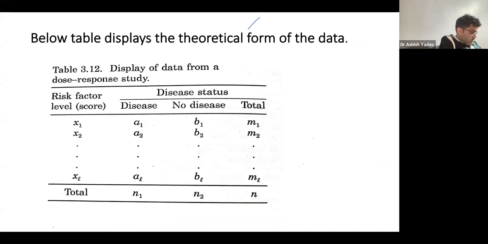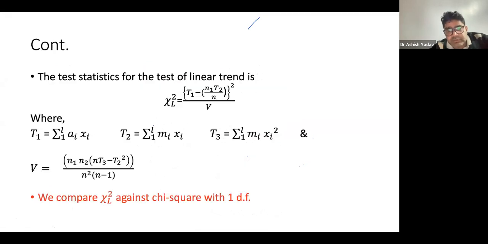Now you have got these values. X1 values 1, 2, 3, 4, 5, 6, and diseased values. Disease status here: how many were diseased in X1 values? How many were non-diseased? And what is the total? Here, how many were diseased? How many are non-diseased? And M2 total. And using this table, you just have to apply this formula. You have to calculate T1.